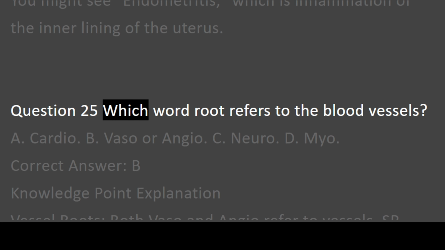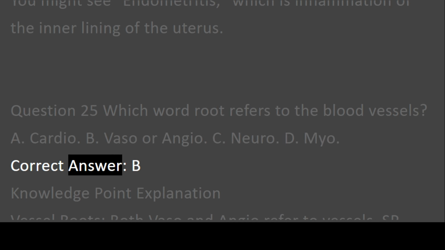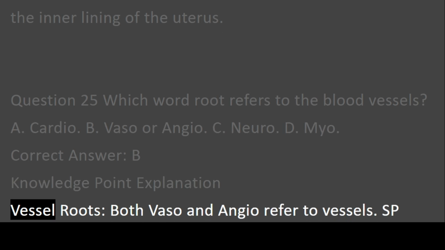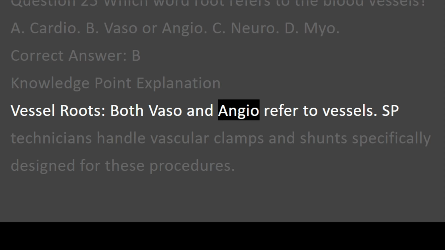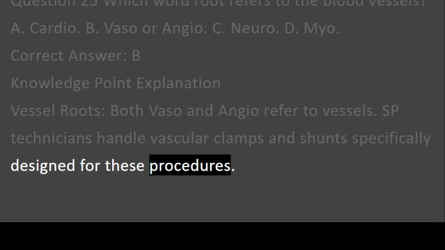Question 25. Which word root refers to the blood vessels? A. Cardio. B. Vaso or angio. C. Neuro. D. Hemo. Correct answer, B. Knowledge point explanation. Vessel roots, both vaso and angio refer to vessels. SP technicians handle vascular clamps and shunts specifically designed for these procedures.